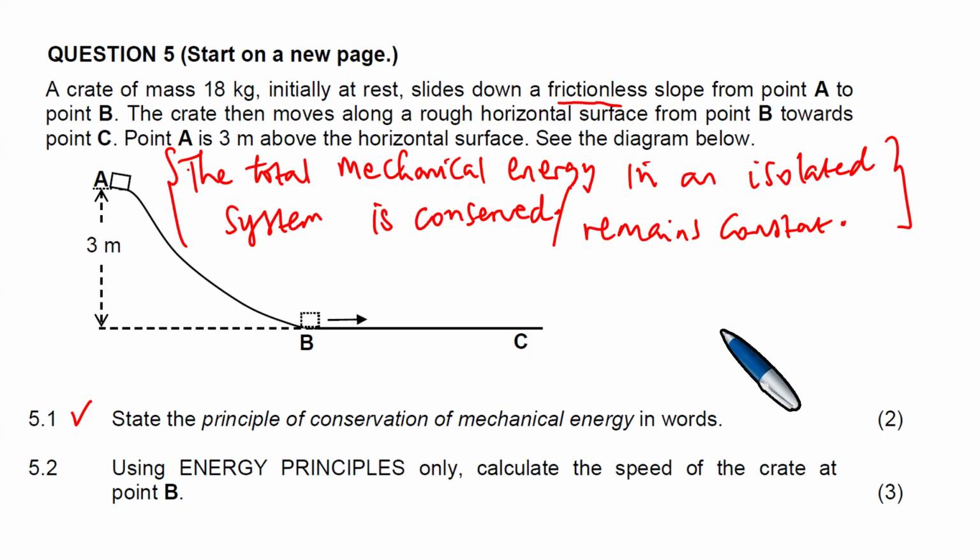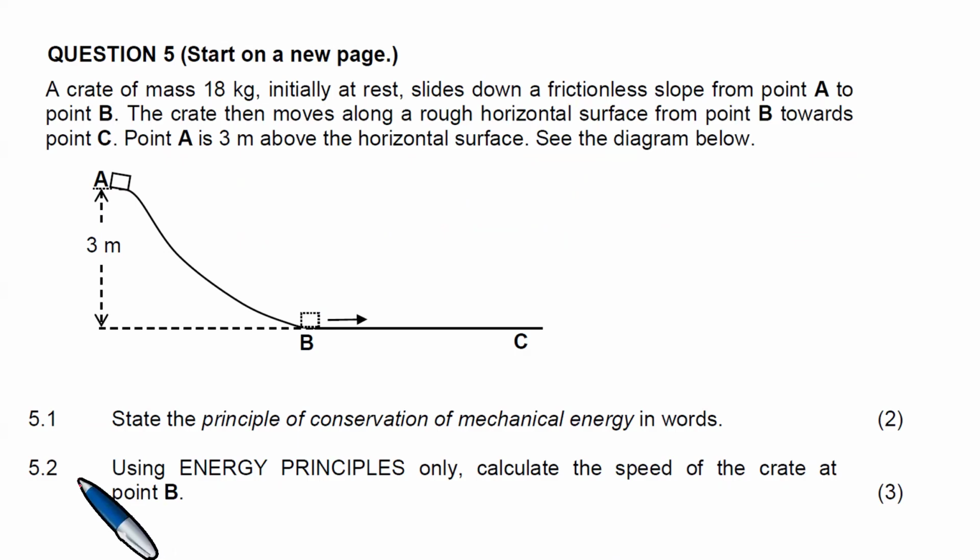The total mechanical energy in an isolated system is conserved or remains constant. So using energy principles only, calculate the speed of the crate at point B. I'm giving you 3 minutes. You know you can do that.